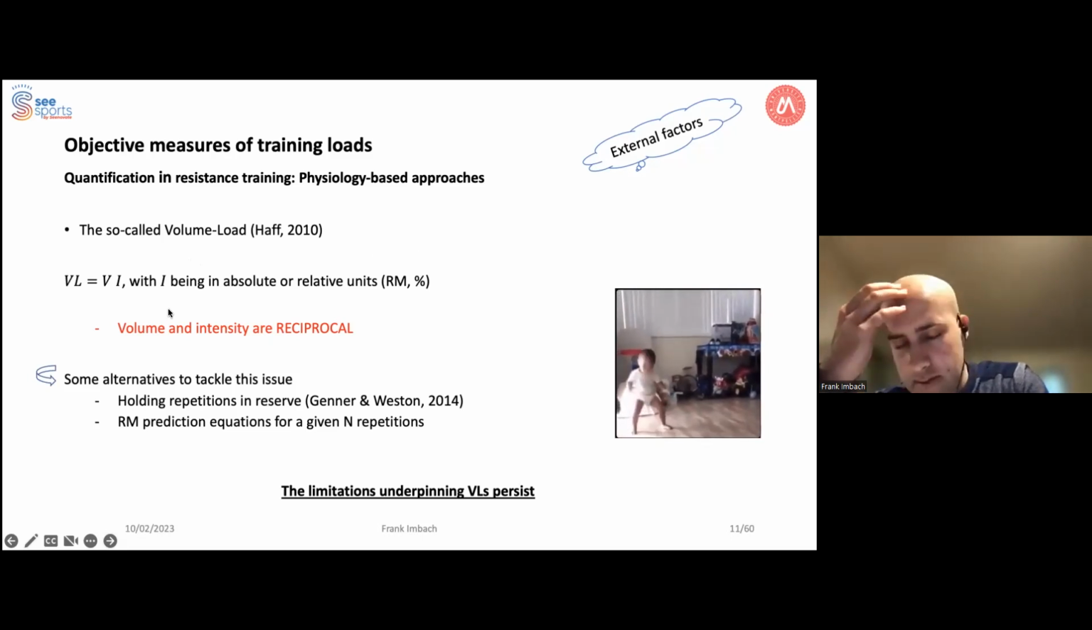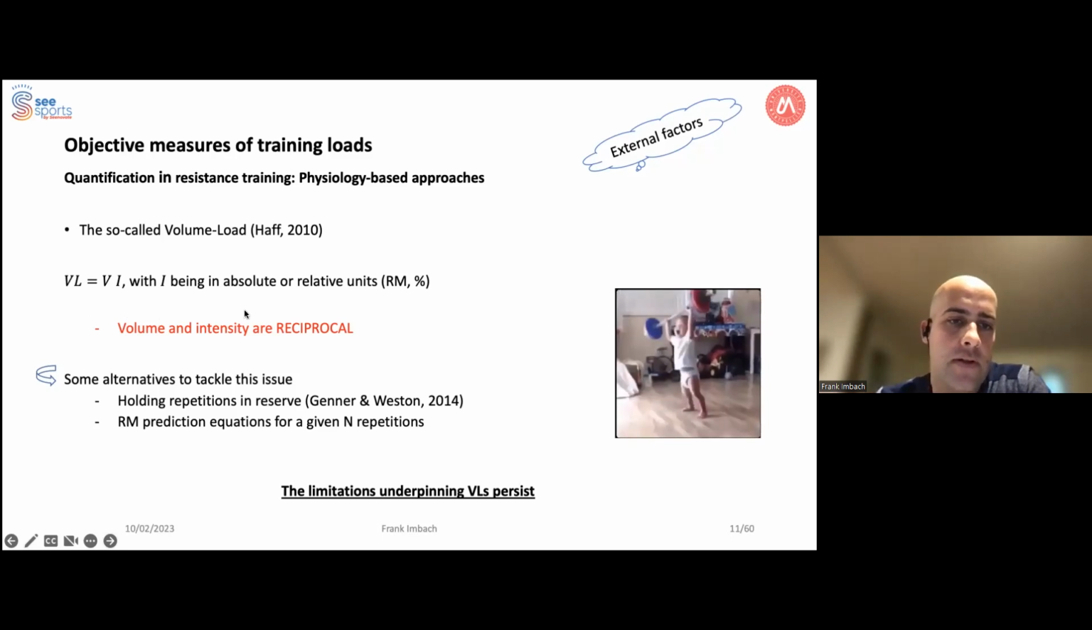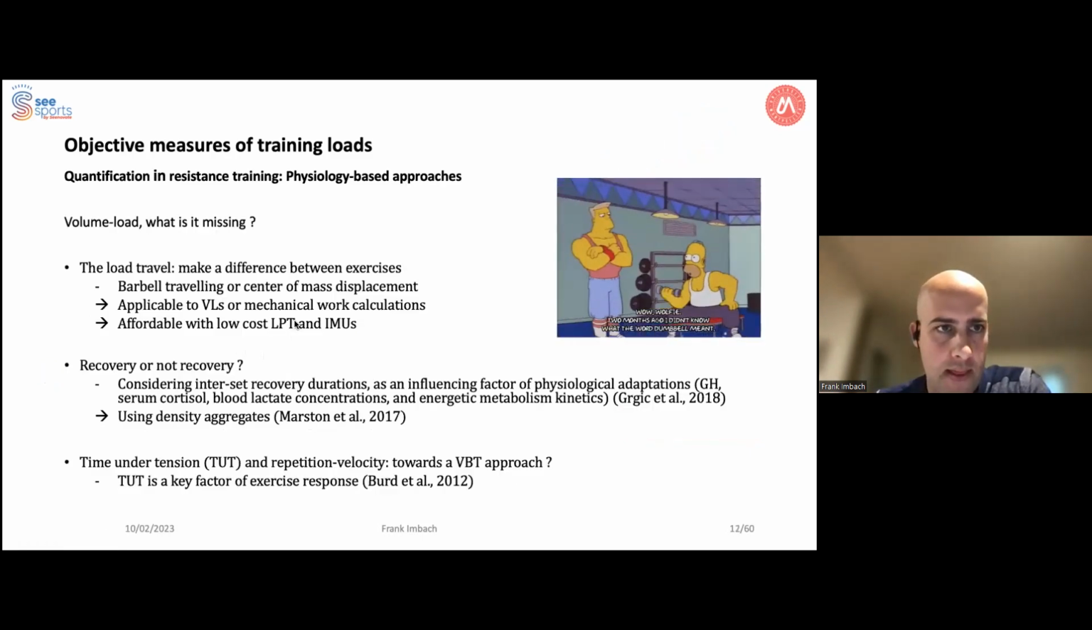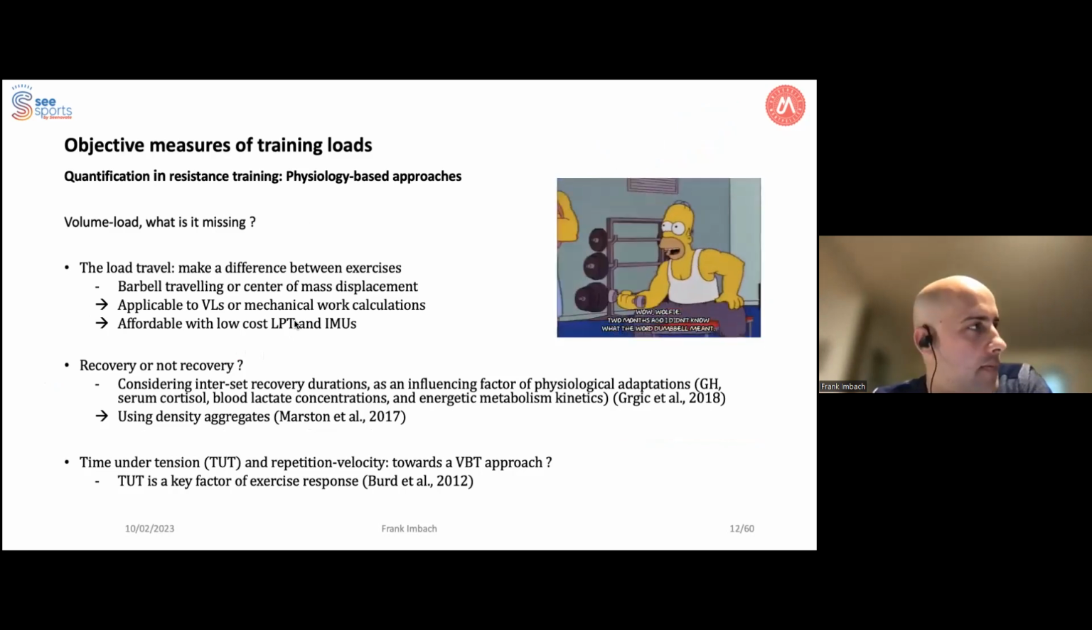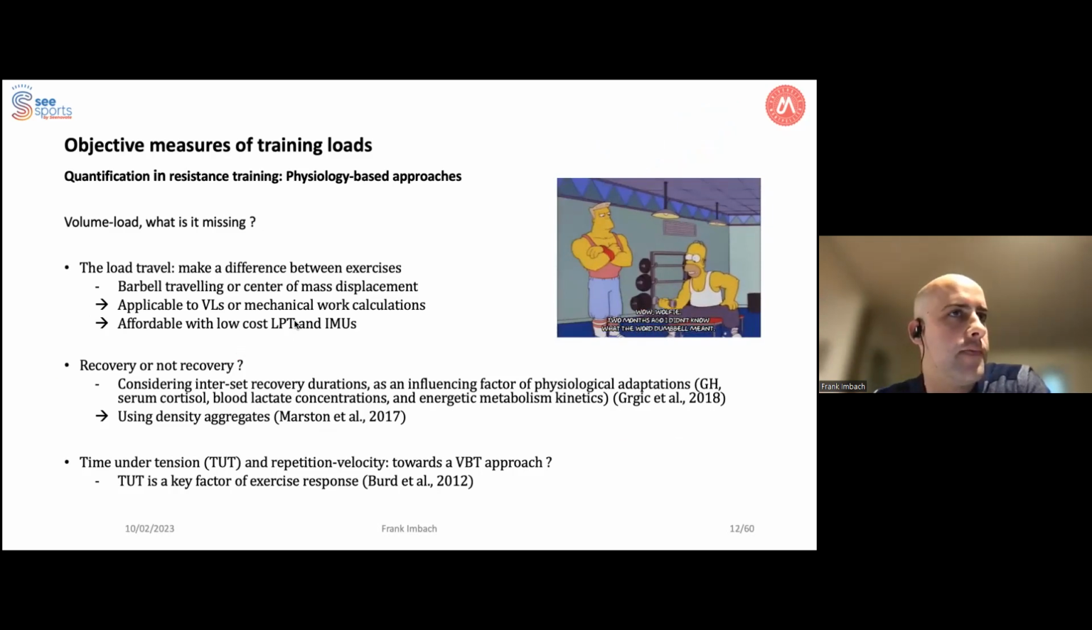Some alternatives have been provided to tackle this issue, such as holding repetitions in reserve, and alternatives based on RM prediction equations for a given number of repetitions. But the main limitations underpinning volume load persist in terms of real physiological meaning behind the model. Also, volume load in this form does not account for the load travel, so the distance traveled by the barbell, which could be applicable to most situations, and we could also estimate or compute the mechanical work, which is affordable at low cost these days with technological improvements.